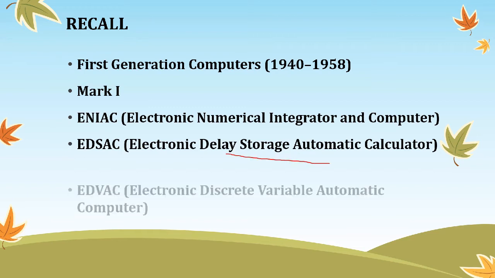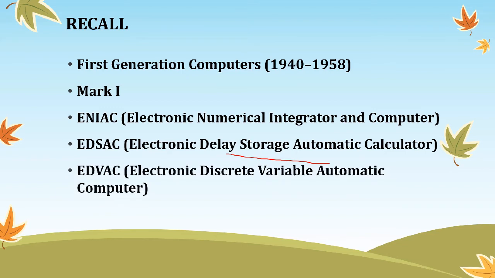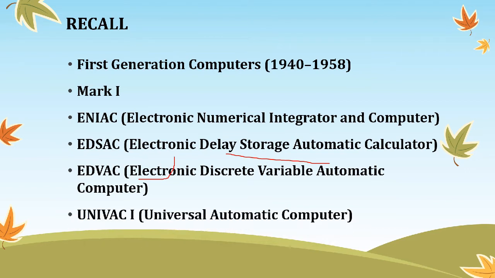And next we saw EDVAC, right? The full form of EDVAC is Electronic Discrete Variable Automatic Computer. And last we saw UNIVAC I, that is Universal Automatic Computer. Finally we saw the limitations of first generation computers, right?